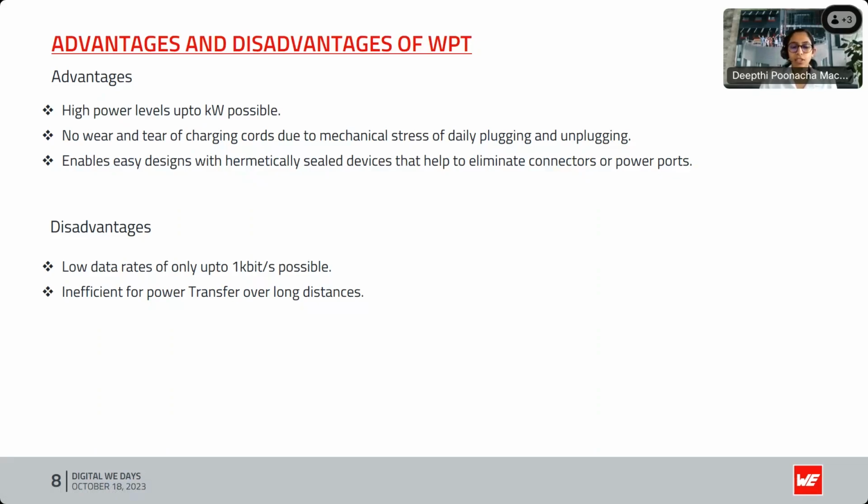And like every technology, there are some disadvantages here as well. The disadvantages are that it has low data rates of only up to a few kilobits per second. That means very little data can be transmitted using wireless power transfer. And it is inefficient to transfer power over long distances. So you cannot transfer power over 1 kilometer or something like this when using wireless power transfer.